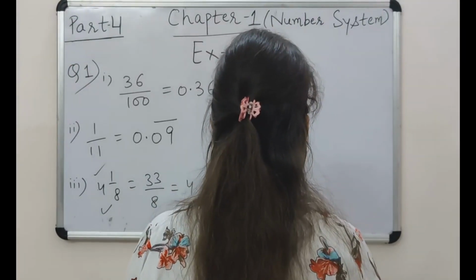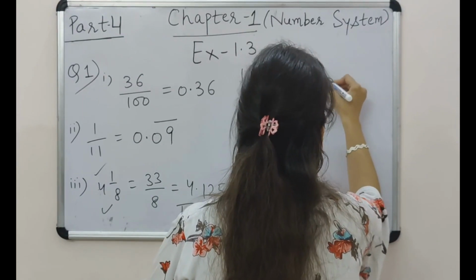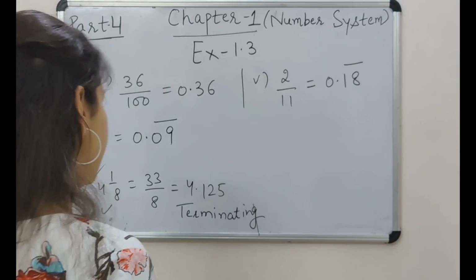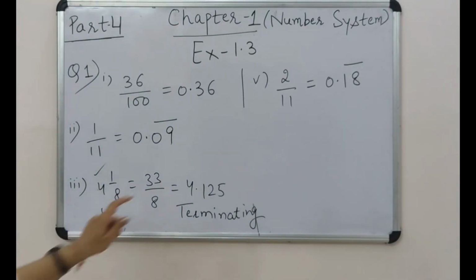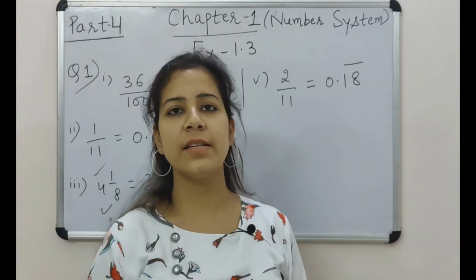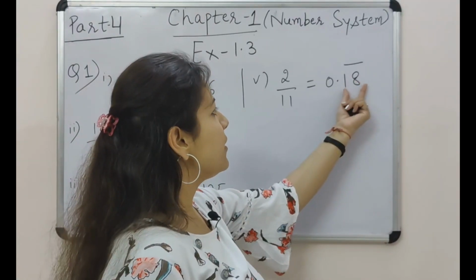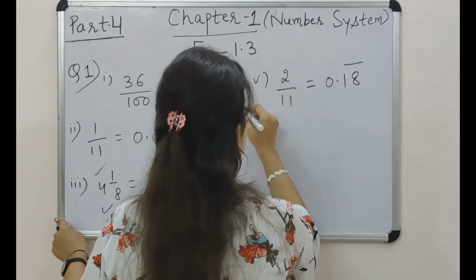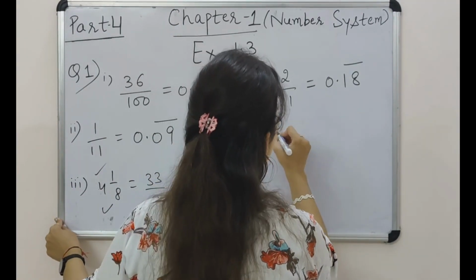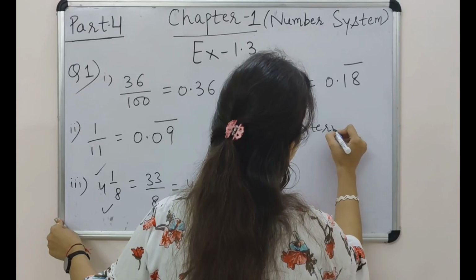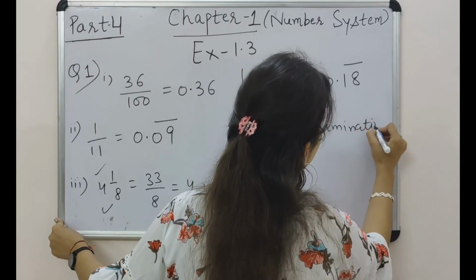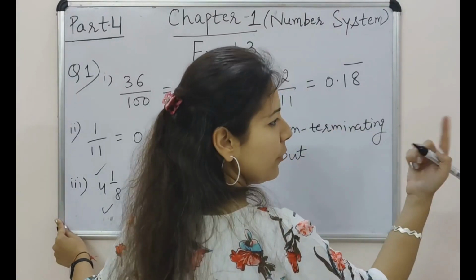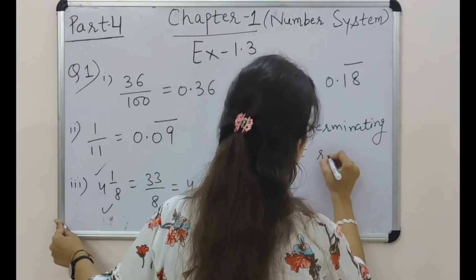Next we have 2 by 11. When you solve it, after dividing, this is what you have. It's 0.18 with a bar over it. The bar is again the indicator that these digits repeat again and again. What is the type of decimal expansion here? It is non-terminating but recurring, because it's not ending, it is going to repeat itself again and again.